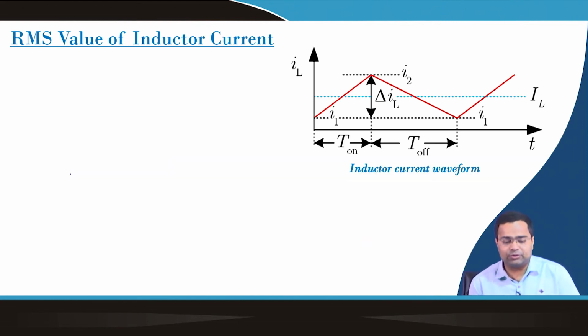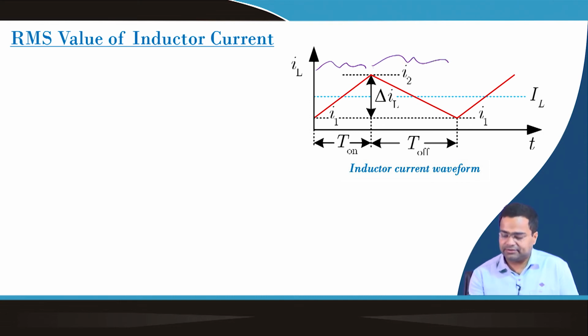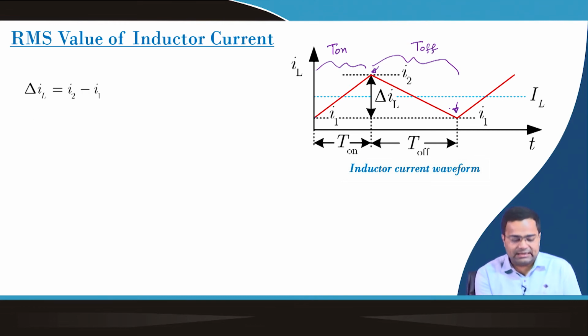Now, we want to compute this for the inductor current. For the inductor current, it has only two intervals, like this interval and this interval. What is this interval? This interval is on time and this interval is off time. In the beginning, the value is I1 and the final value is I2. For this interval, I2 is the initial value and I1 is the final value. So, then what is delta IL? That is the ripple current, that is I2 minus I1.